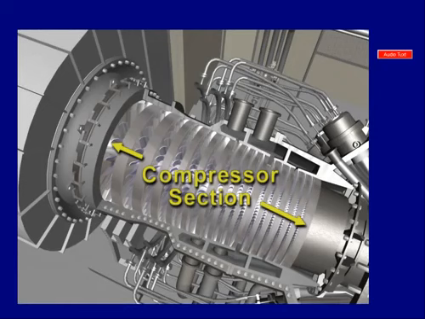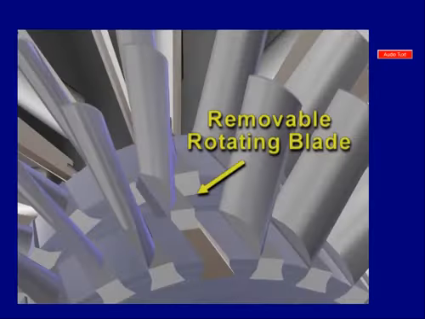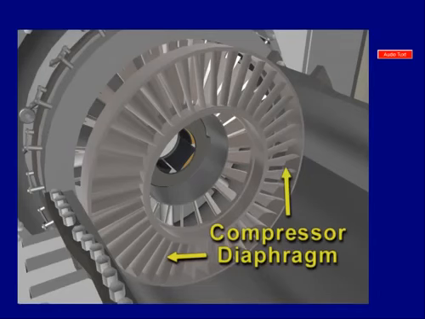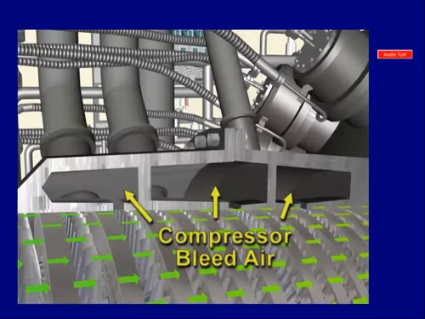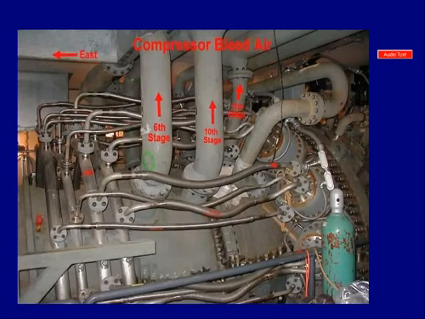The compressor consists of 16 rows of individually removable rotating blades. Dovetail blade roots attach the blades to the rotor shaft. The compressor diaphragm has stationary, airfoil-shaped vanes mounted in semicircular rings set into the compressor housing. Through the use of variable inlet guide vanes and compressor stage bleed vanes, the compressor bleed air system controls the amount of air flowing in the compressor section to prevent pressure surging or blade stalling.